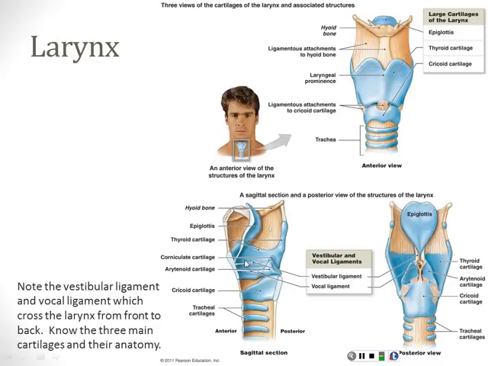Now, crossing, so this is the windpipe, right? The trachea right here. Well, crossing the windpipe from front to back are two ligaments that literally cross the space. So if you were to look down at the top of this structure, here's the tube, that's the trachea, and these ligaments cross the space from front to back, all right? And I'll show you in a minute how those ligaments then create what we call the glottis, which is where the sound of the voice is made. All right, so know the three main cartilages and their anatomy, and then those two ligaments.